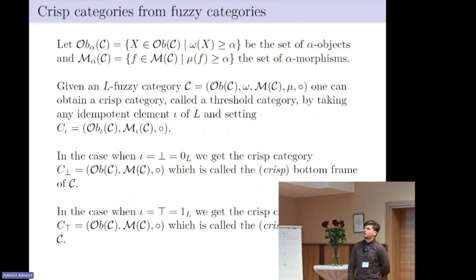If we take alpha cuts of our object class and morphism class, we get sets or classes of what we call alpha objects and alpha morphisms. And if this level or cut is taken at an idempotent element so that composition is conserved, we can obtain what we call threshold categories. And there are two special cases. When we take the threshold at the top element, we get the top frame, and at the bottom element, we get the bottom frame. The top frame category is the most restrictive category in this sense.